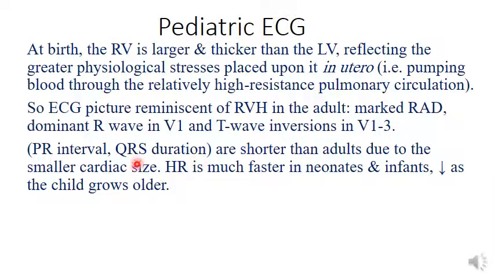The PR interval and the QRS duration are shorter than those of adults due to small cardiac size. Heart rate, accordingly, will be faster than that of adults, especially in infants and neonates. As the child gets older, the rate will decrease. Next slide.